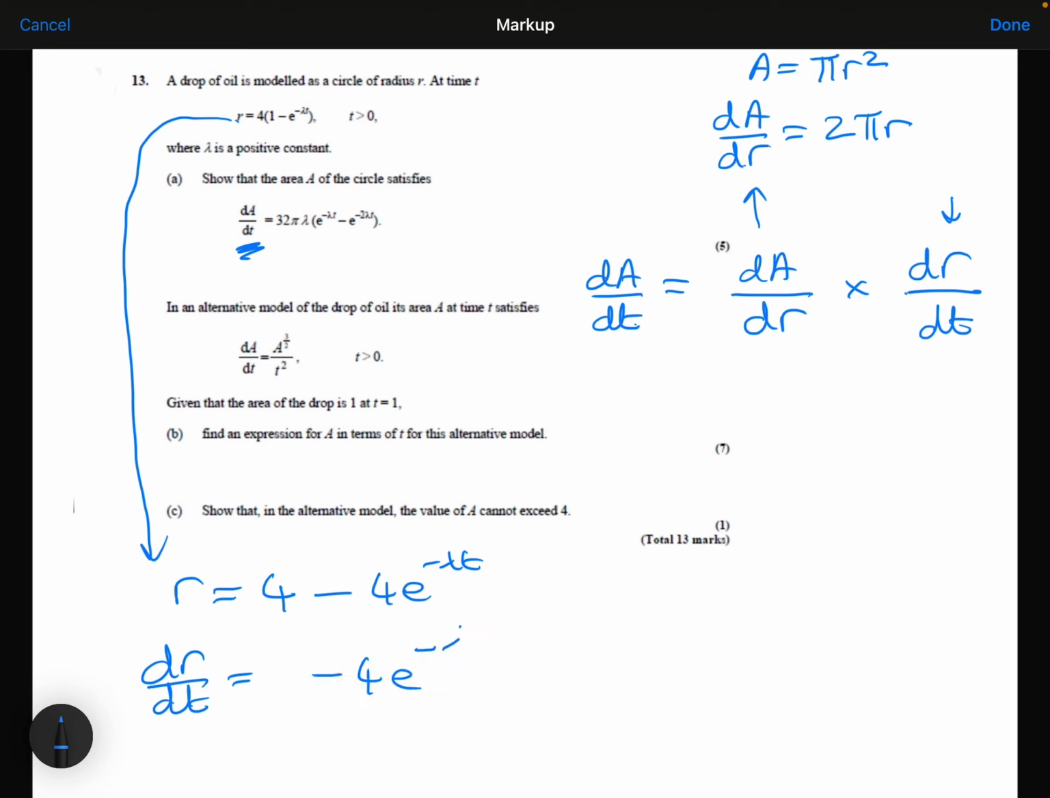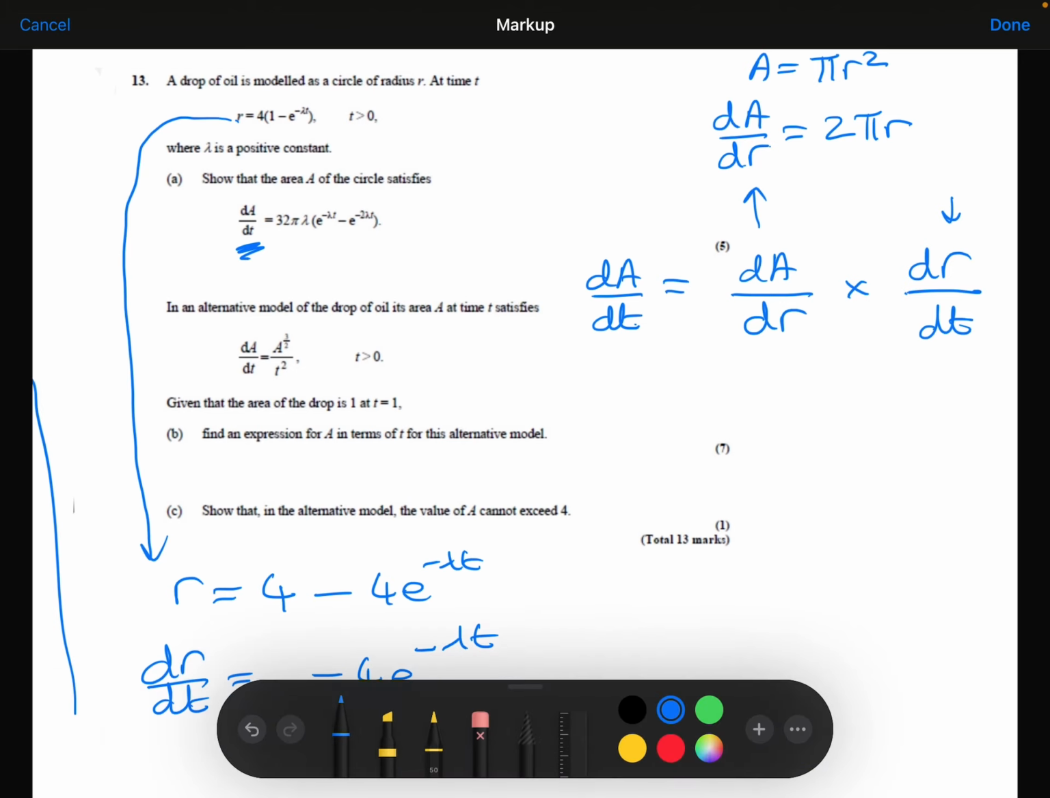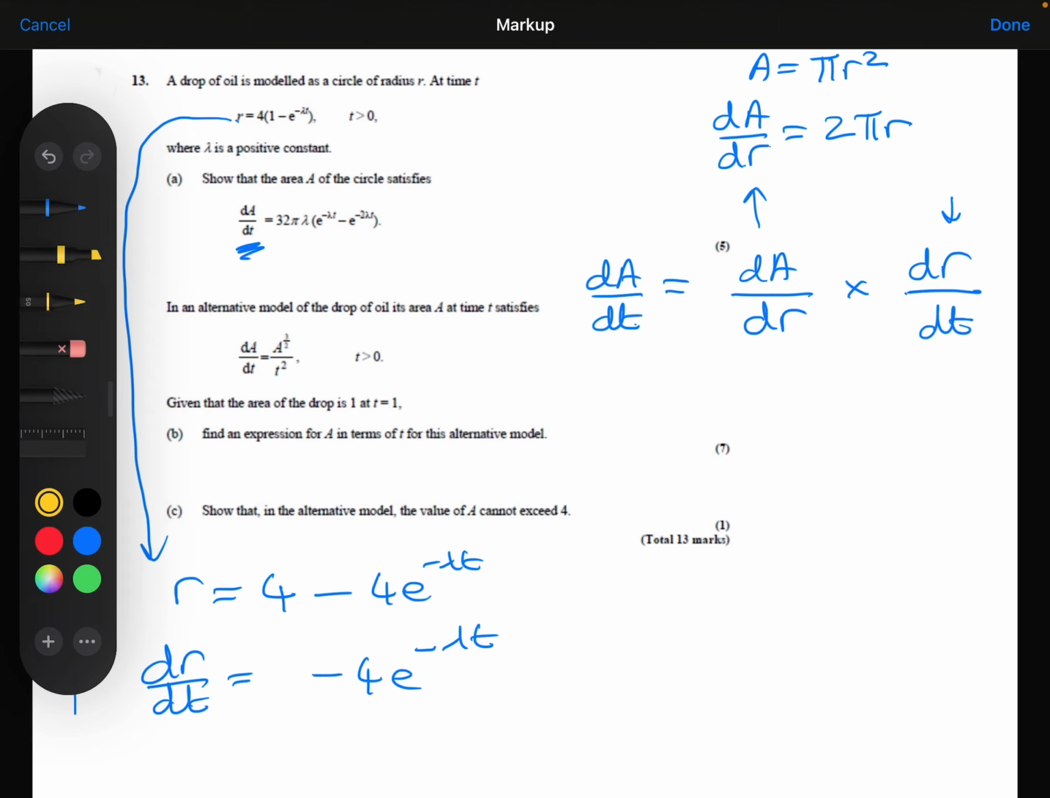Now the exponential will differentiate to be the exponential. But by the chain rule, I need to multiply this by the derivative of the inside function. The derivative of minus lambda t is minus lambda. So that's going to become minus 4 times minus lambda, which is positive 4 lambda e to the minus lambda t. So substituting those into my expression, I've got 2 pi r multiplied by 4 lambda e to the minus lambda t. So I've got an expression for dA by dt.